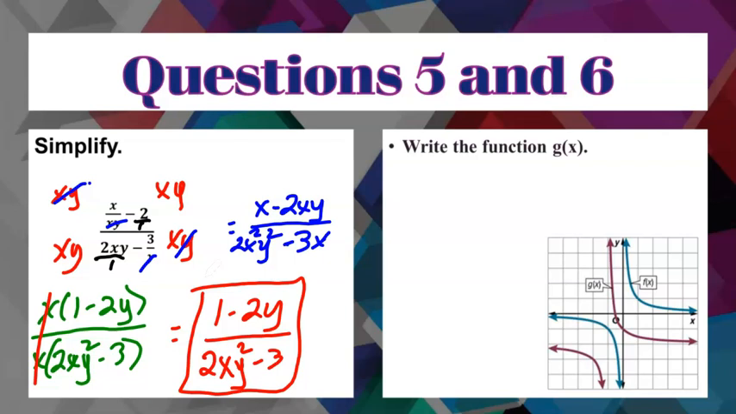Question 6, write the function g of x. For this one, I'm going to put in the new asymptote lines, because that's going to help us determine where the graph moved from the blue, which is the parent function, to the purple, which is g of x, the transformed one. I know the vertical asymptote line is right here, which is at -1. And the horizontal asymptote is straight across here, which is at -2.